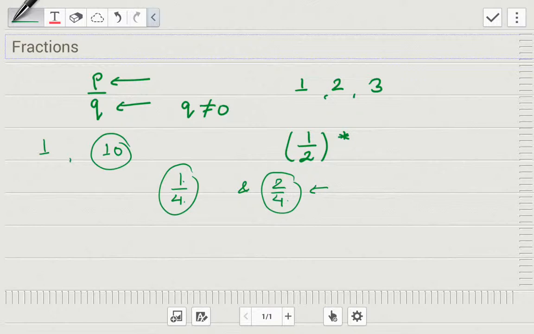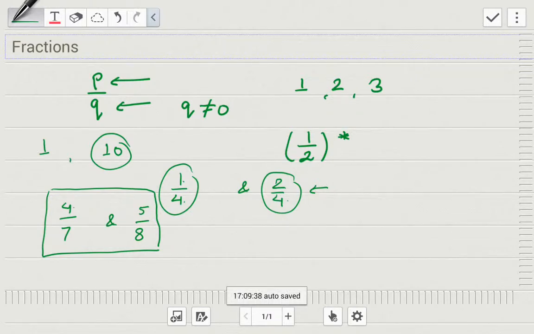1/4 means it's 1 part out of 4, 2/4 means it's 2 parts out of 4. But what if I had said which one is bigger, 4 by 7 and 5 by 8? The answer is not so obvious. Understanding how you can compare fractions where either the numerators, that is the top ones, or the denominators, the bottom ones, have the same value, is the key to understanding every operation in fractions.